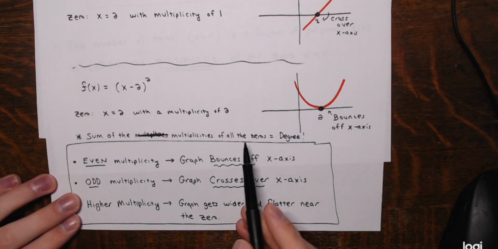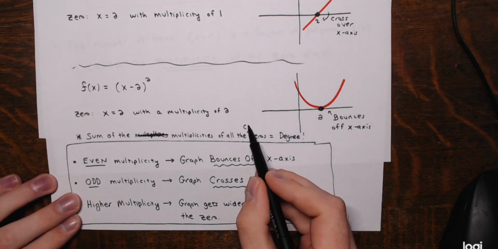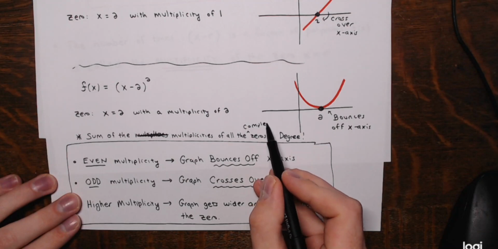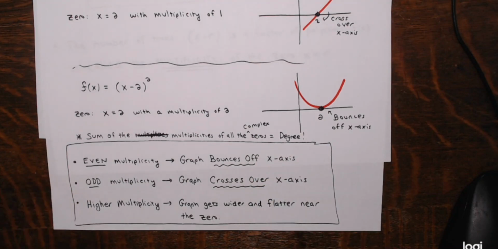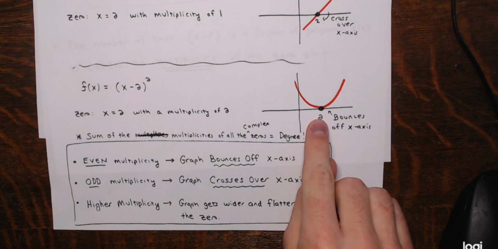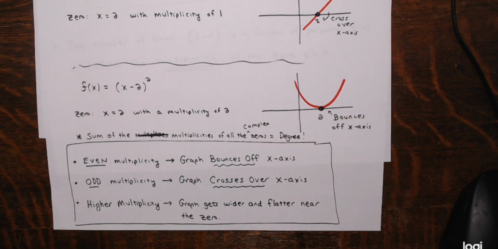Now, this is all the complex zeros, not just the real zeros even. So there may be zeros that have an imaginary number in them. Now you're not going to see x-intercepts, right? X-intercepts are for real numbers only, right? The x-axis is real numbers. But still, those zeros with an imaginary number in them also have multiplicities.